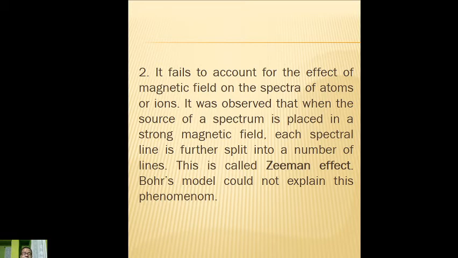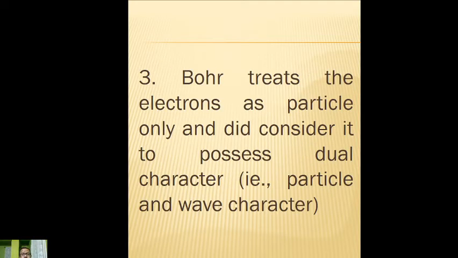The second limitation was that when the spectra of atoms or ions were placed in an external strong magnetic field, the spectral lines further split up into more lines. This phenomenon is called the Zeeman effect, and once again, the Bohr model offers no explanation for the observed phenomenon.